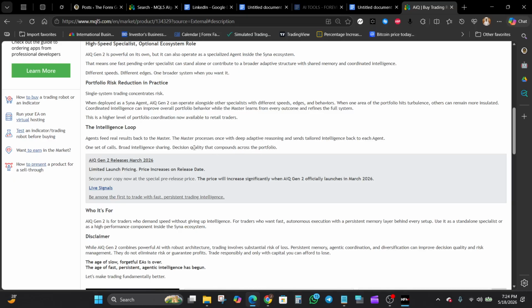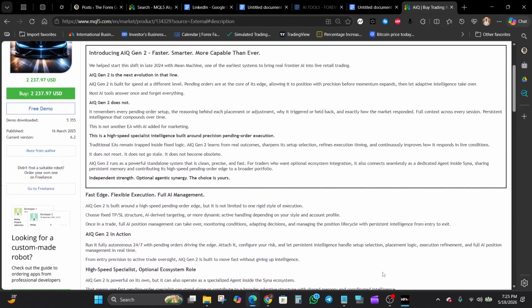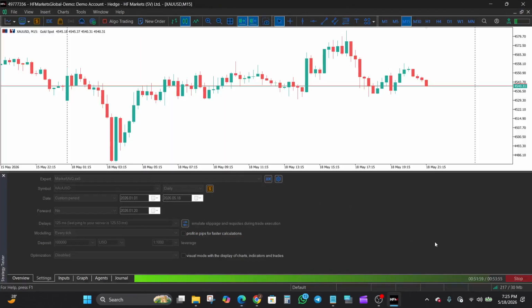Okay, so when reviewing the chart area and tester results, I mainly want to observe how the EA structures its behavior around pending orders and how it reacts once price interacts with those levels. You can see the conceptual idea of pre-positioning before momentum expansion, which aligns with the description provided on the marketplace page. Okay, so we're just going to head over to the strategy tester right now.